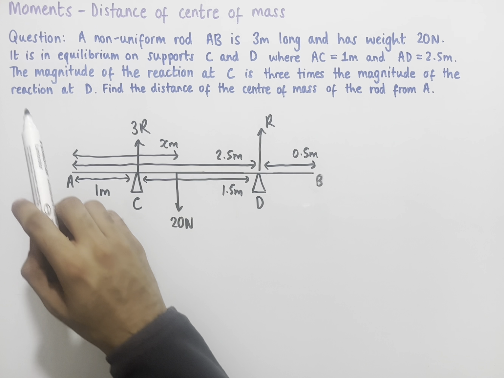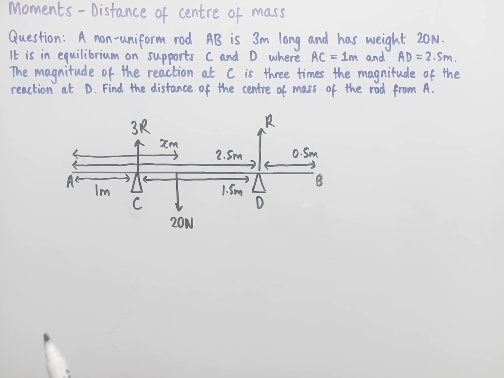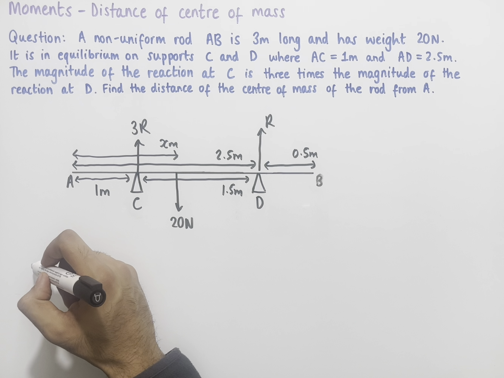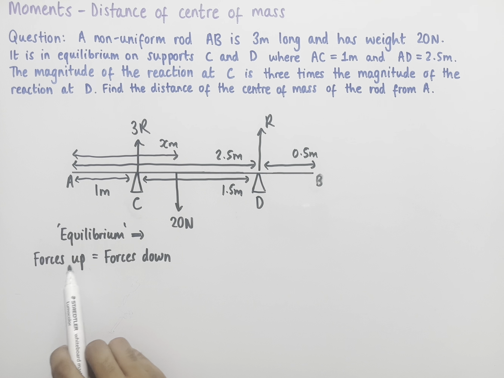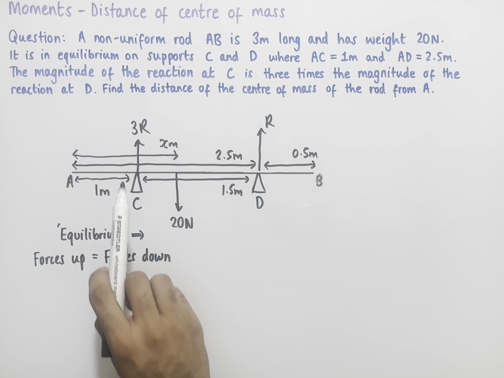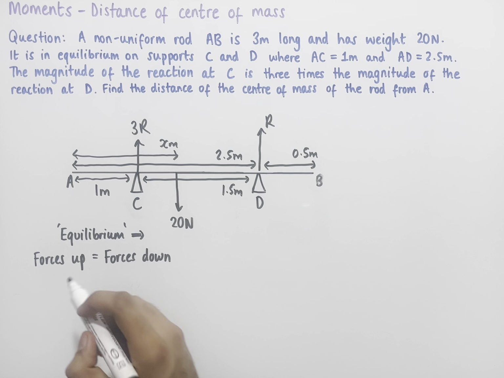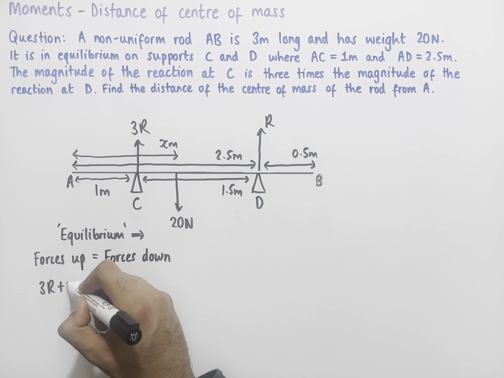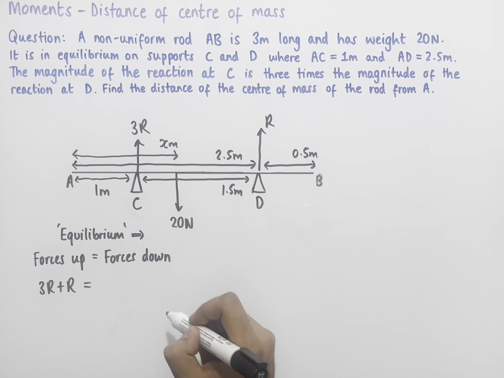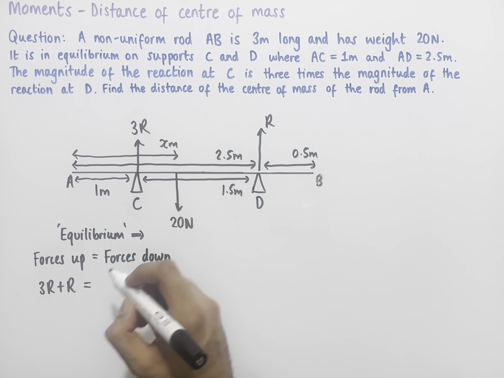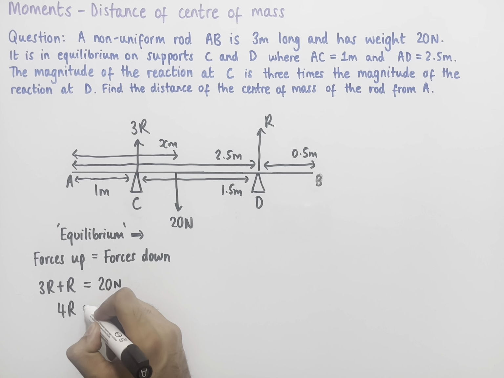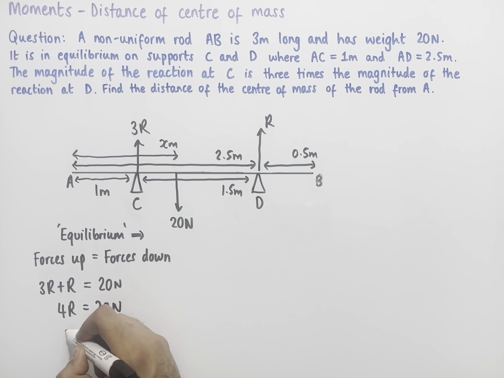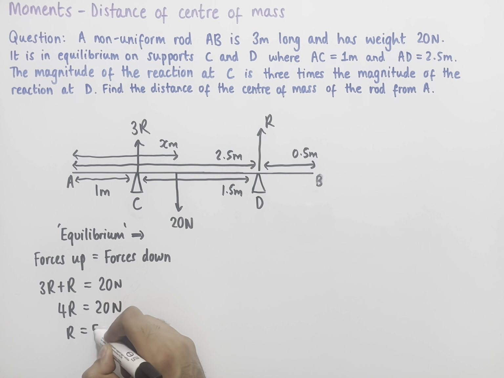Now, because the rod is in equilibrium, that implies that the forces going up equal the forces going down. And so if we use this fact, we have the forces that are going up as 3R and R. So adding these together on the left hand side. And then we have the forces going down, which in this case is 20 newtons. And so if we simplify this, we get 4R equals 20 newtons. And so R equals 5 newtons.